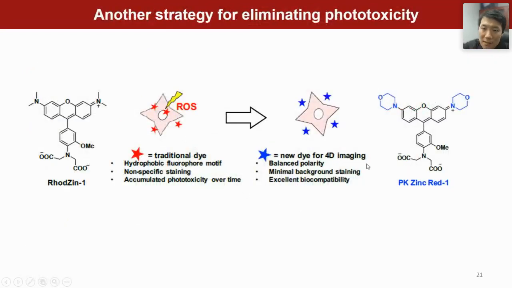So here, basically, we proposed another technical route to eliminate phototoxicity. That is, we want to have balanced polarity molecules, so as to minimize the membrane interaction and make sure it only stains the physiological events. In this way, we can minimize the loss and reduce the phototoxicity.